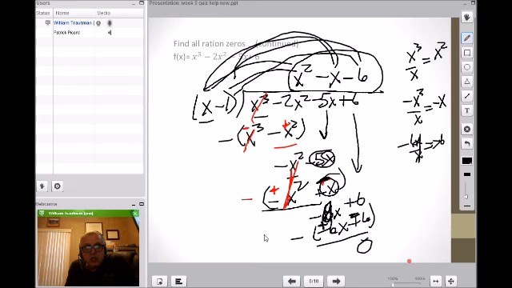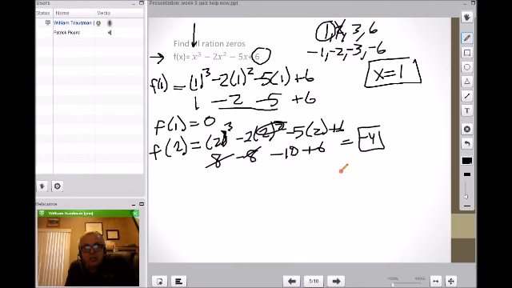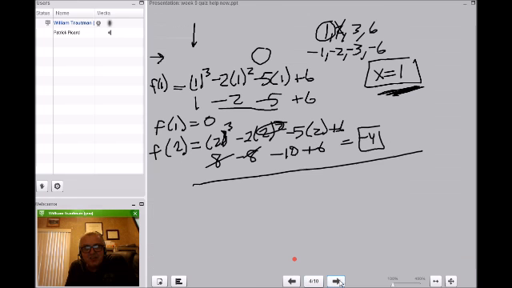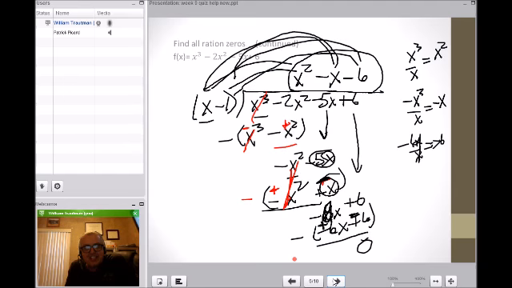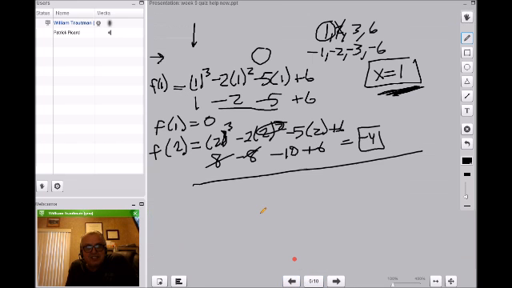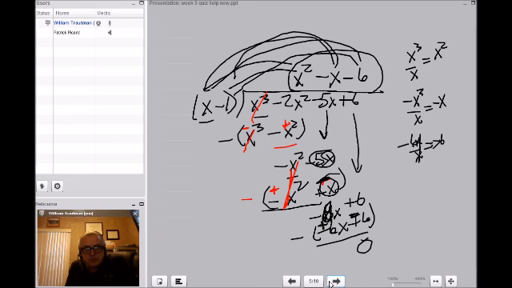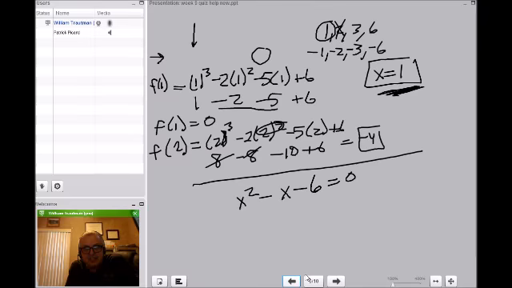I'm going to erase this part. One is a solution. I don't want to erase that part, so I want to write it down here. There's my solution. I don't have enough room. X squared minus x minus 6 equals 0. I said it right.